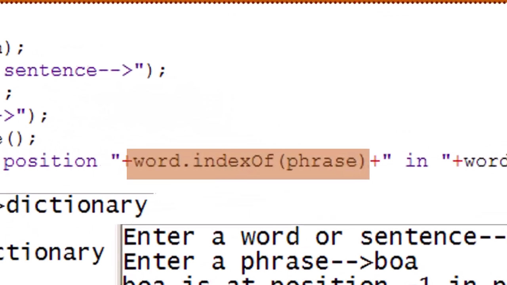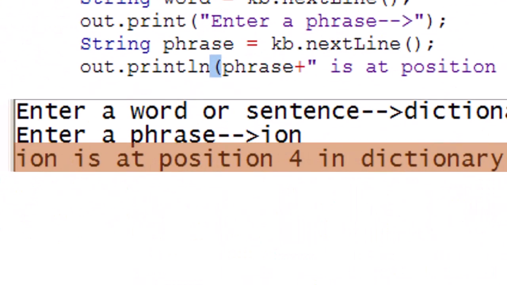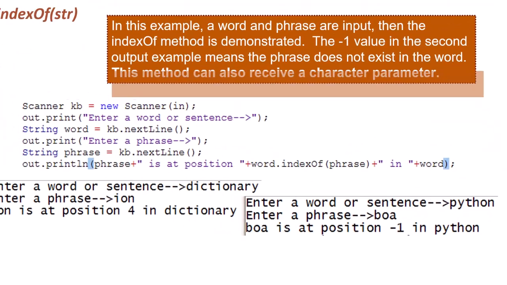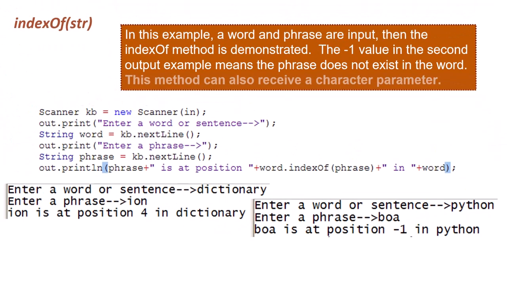In this example, a word and phrase are input. Then the indexOf method is demonstrated. The -1 value in the second output example means the phrase does not exist in the word. This method can also receive a character parameter.